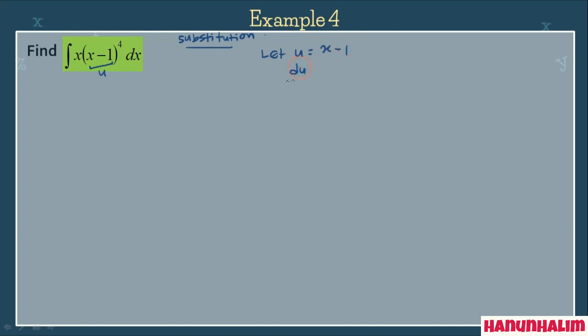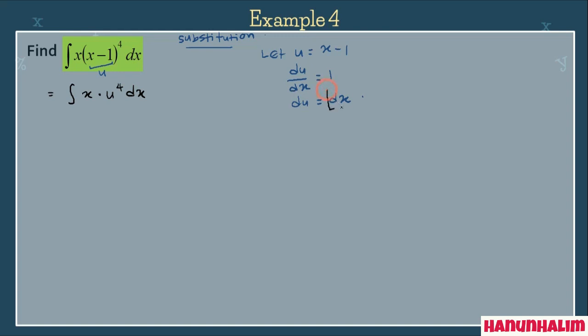And then substitution, kita kena cari du over dx. Bila x minus 1 differentiate, kita akan dapat 1. So du equal to dx. Okay. So now kita substitute dulu u supaya lagi nampak kita nak ganti apa. So lepas kita ganti, x kita tak buat apa-apa lagi. And then u is x minus 1. So dia akan jadi u to the power of 4 dx.